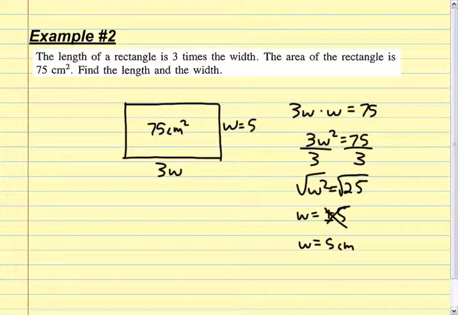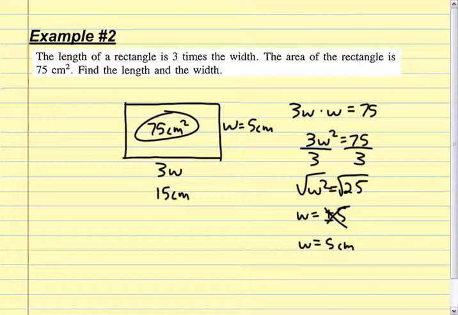So this is 5 centimeters. This must be 15 centimeters. And if I multiply 5 times 15, I'm going to get 75 centimeters squared for the area. Nice. Man, that was a piece of cake. All right, let's look at the next one.